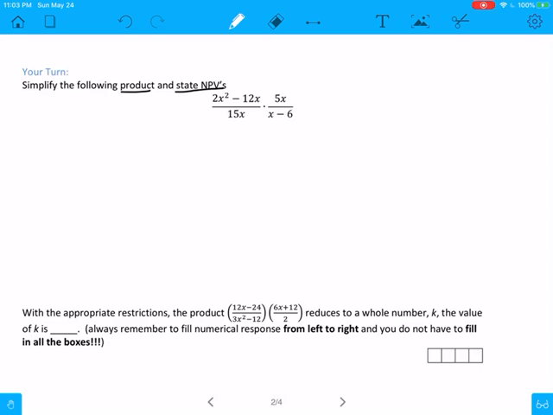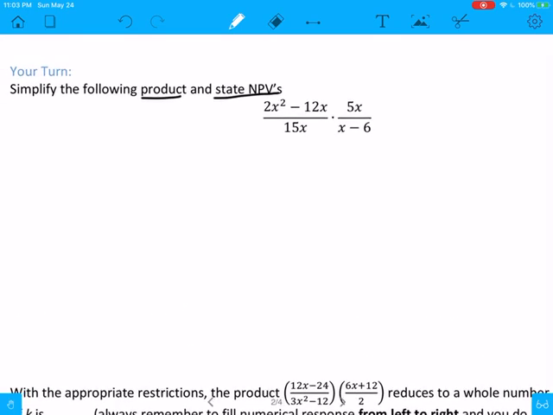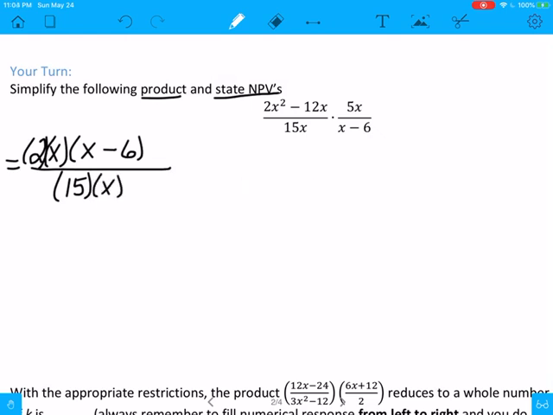So I look at the 2x squared minus 12x and I say to myself, I can take a 2x out of that. So I go 2x, what was my equal sign? 2x. And then I'm left with 2x squared divided by 2x is just x. And then negative 12x divided by 2x is negative 6. Brackets on the 2 and the x. And then I have 15 and x that I can put in separate brackets because they're just multiplied. I have a 5x in the numerator, so I can go 5 and x because they're multiplied. And then x minus 6, I can't take anything out of it, and it's not a difference of squares, so I just write it in brackets.